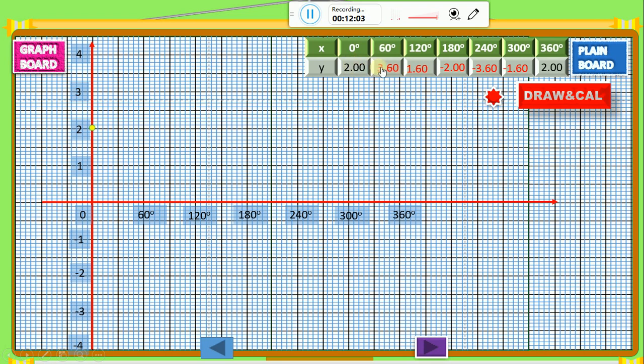That's the point. Then we add the next point. We add the next point. We plot the last point. Then we now go to draw and calculate to draw the graph. Then we draw the graph now with a smooth curve through the points. That gives us the graph of the equation.